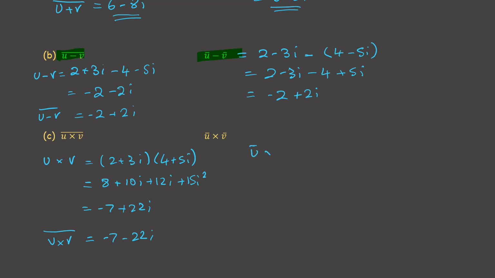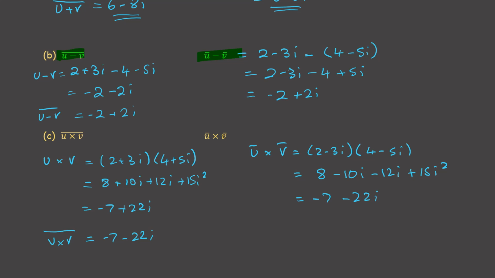the conjugate of u times the conjugate of v, we are going to get 2 minus 3i multiplied by 4 minus 5i. And that would give us 8, take away 10i, take away 12i, plus 15i squared. Well, 15i squared ends up being negative 15, so that's negative 7, take away 22i.